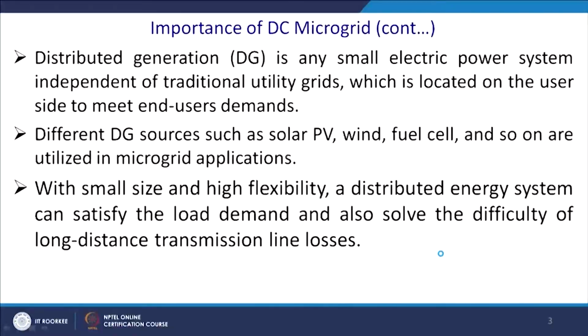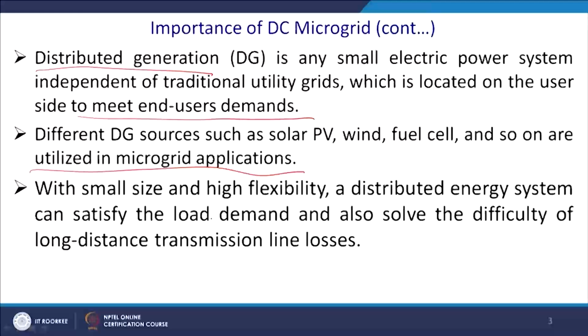Thus you may have distributed generation, in most cases with these microgrids, in a small electric power system independent of the traditional utility grid. It may be solar, or you may have biomass, located on the user side to meet the end users' demand. Different DG sources such as solar PV, wind, fuel cells and so on are utilized in microgrid applications. So, you can harvest power, so the consumers can also be earners of power.